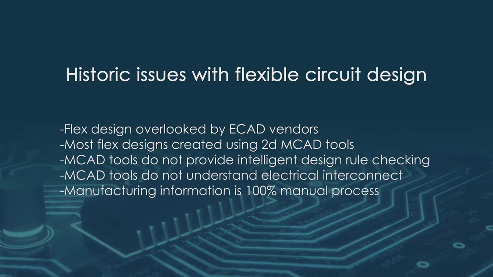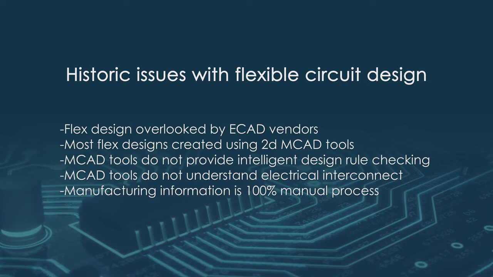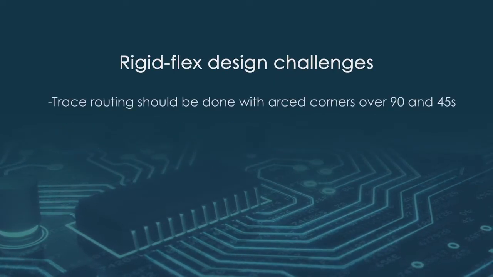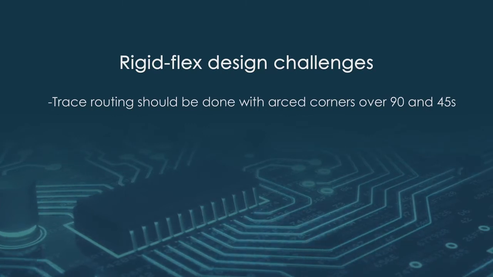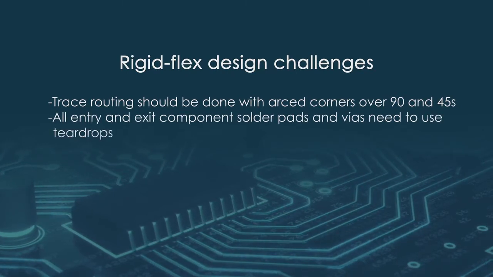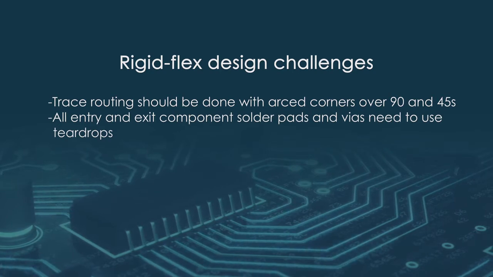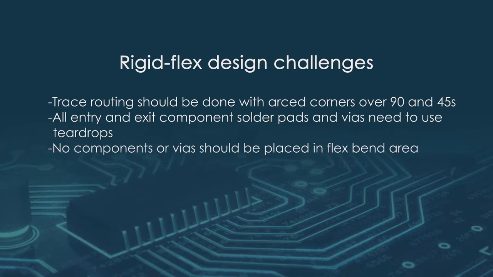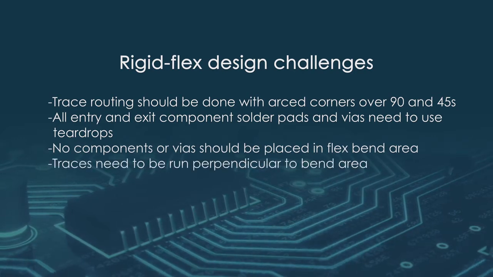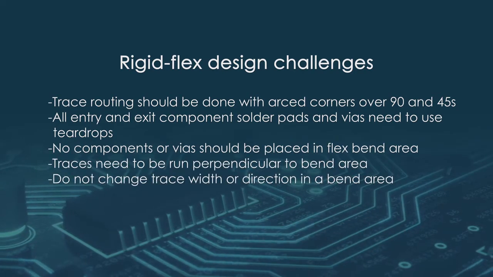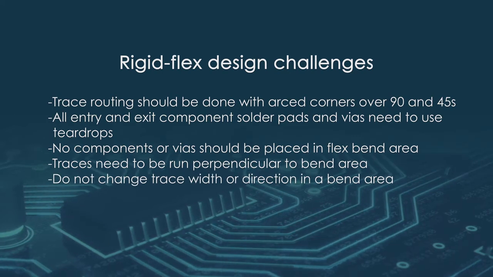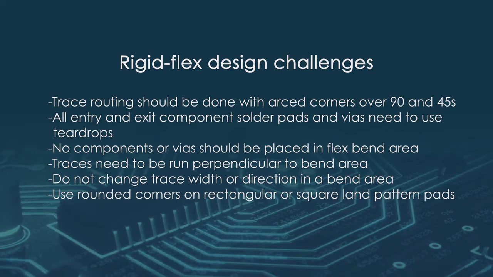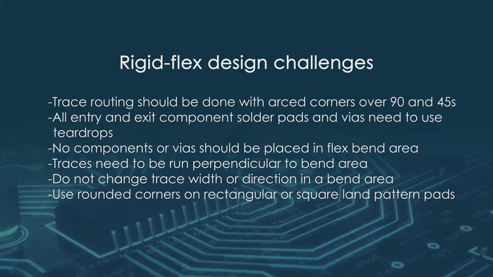On that topic, let's take a quick look at what challenges there are when designing a flex circuit over a rigid PCB. Trace routing should be done with arced corners instead of 90s and 45s. All entry and exit component solder pads and vias need to use teardrops. No components or vias should be placed in a flex bend area. Traces need to run perpendicular to the bend area. Do not change trace width or direction in the bend area. Use rounded corners on rectangular or square land pattern pads. Several more will be discussed during our demonstration.